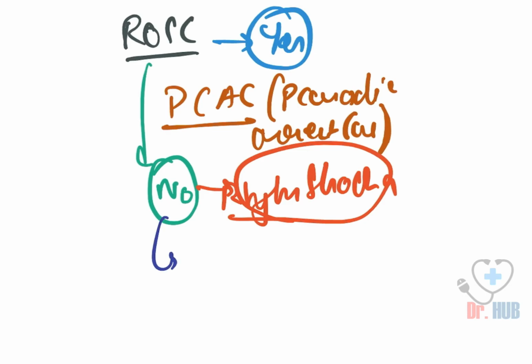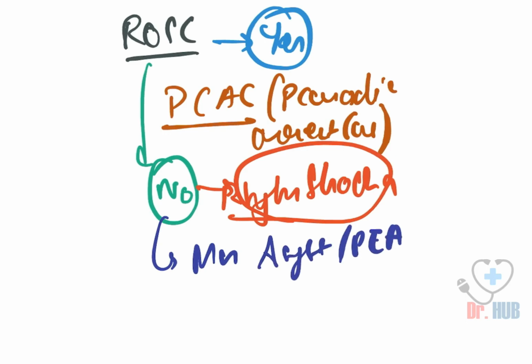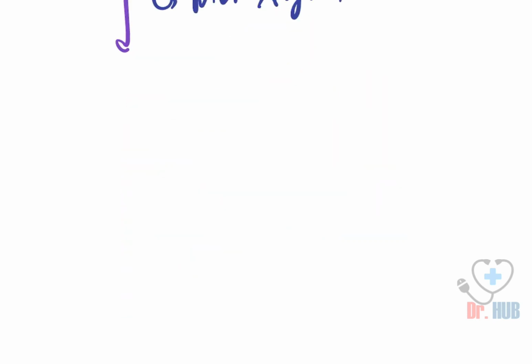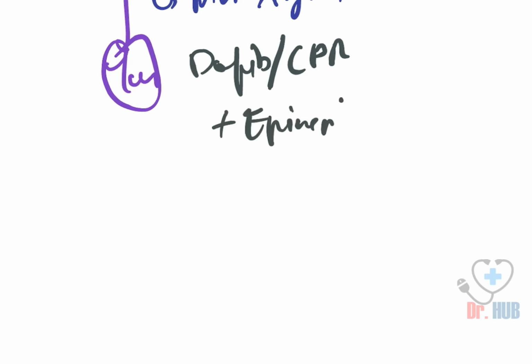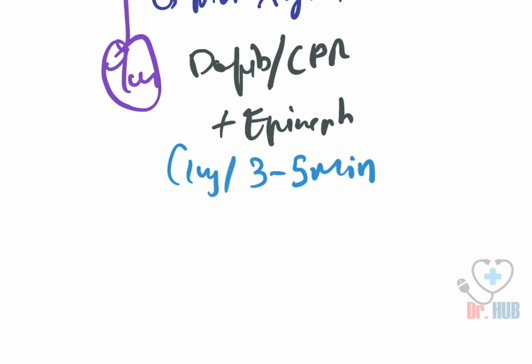So in case the rhythm is non-shockable, we manage for the asystole or the PEA. In case the rhythm is shockable, what we do is again we defib, CPR, as well as the epinephrine. This epinephrine is given 1 mg every 3 to 5 minutes. And along with this, we have to consider the ET intubation.